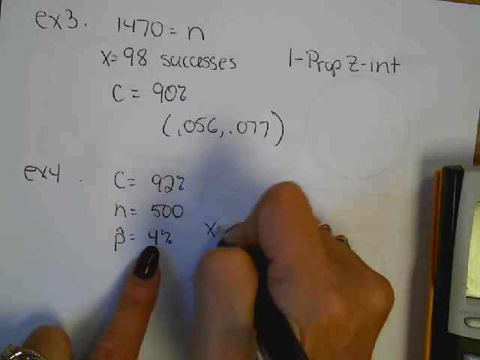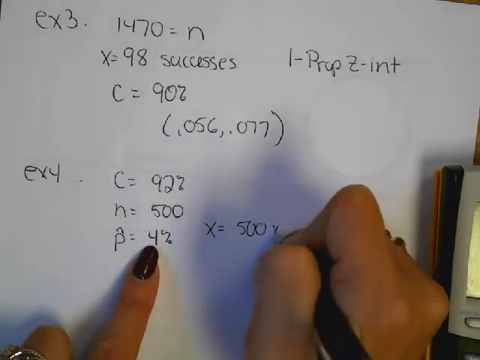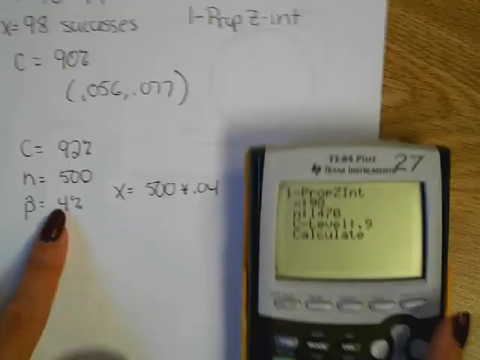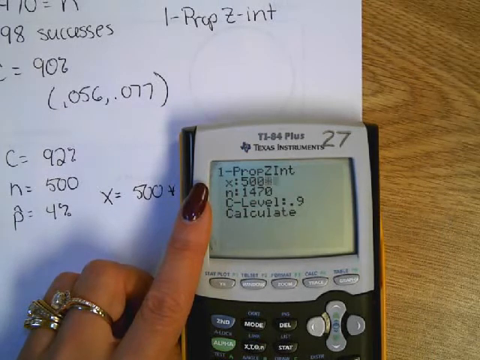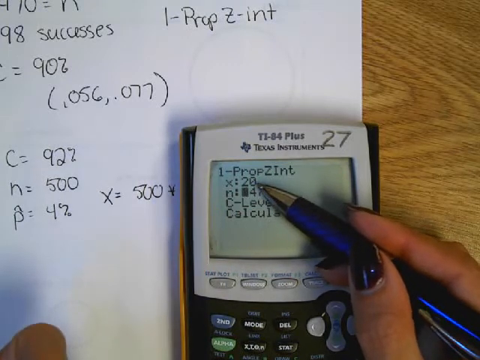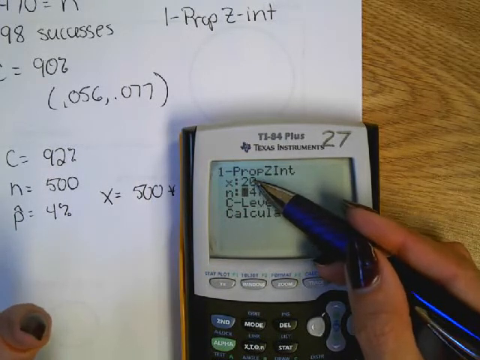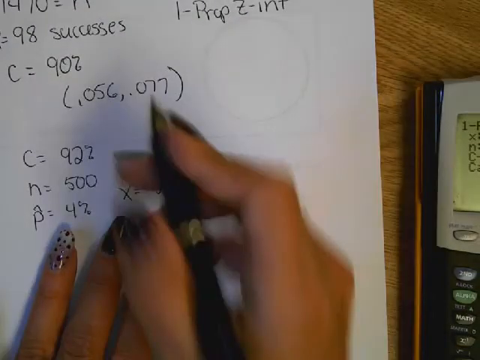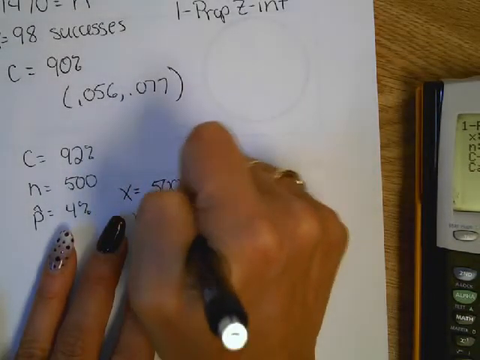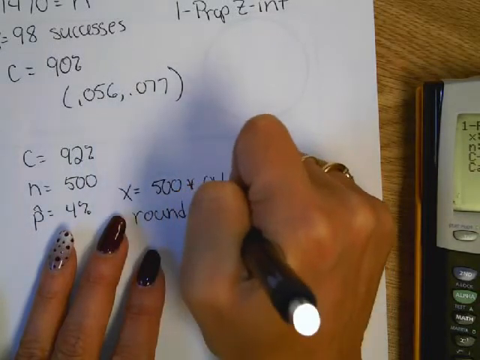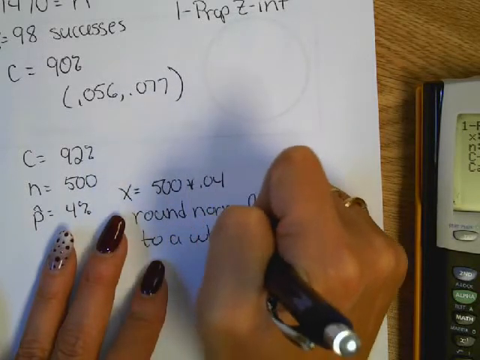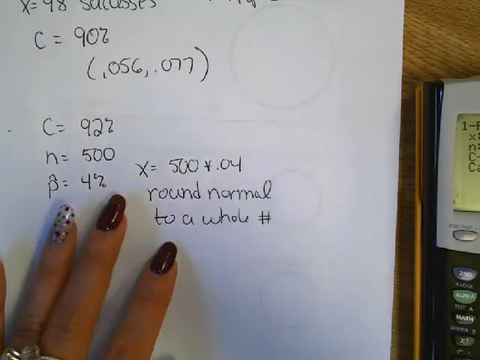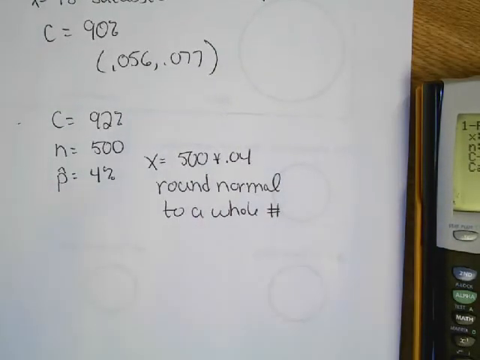So to figure out the X, 500 times 0.04. And you can actually do that right on this line, but then you just got to make sure it's a whole number. So 500 times 0.04, if you hit enter, it is 20. If that had come out 20.05, you got to go back and round it normally. So make sure you round normally to a whole number. So not that round up like we did for minimum sample size, round normally.